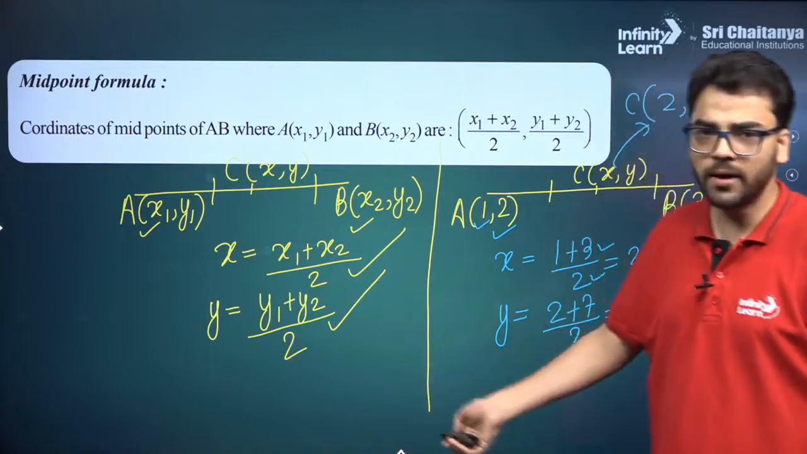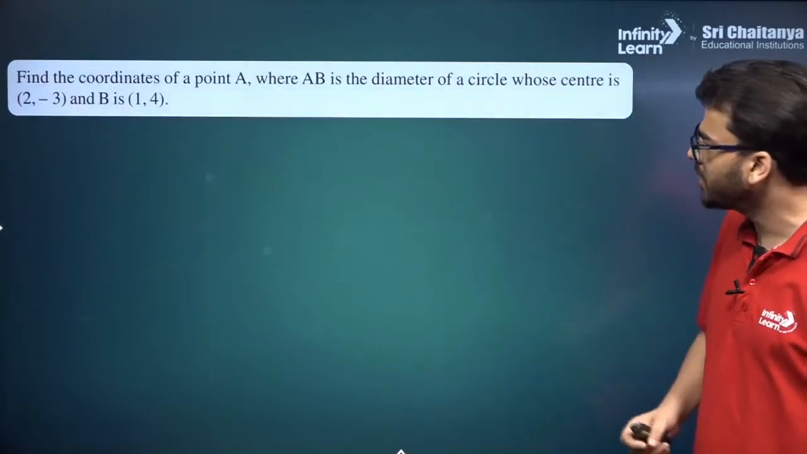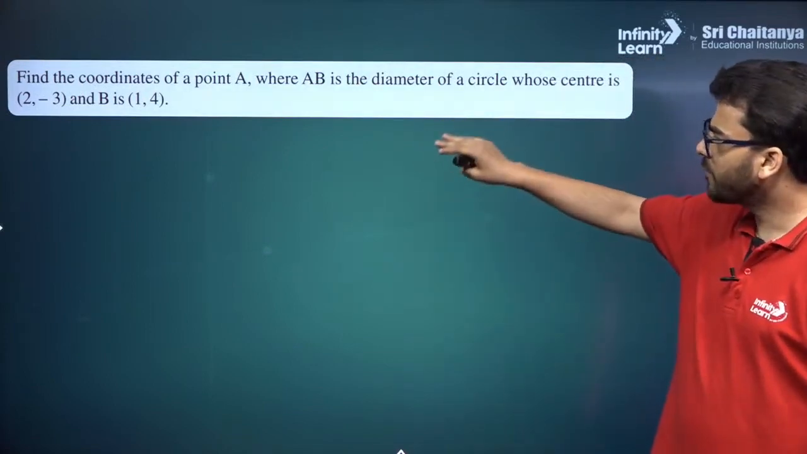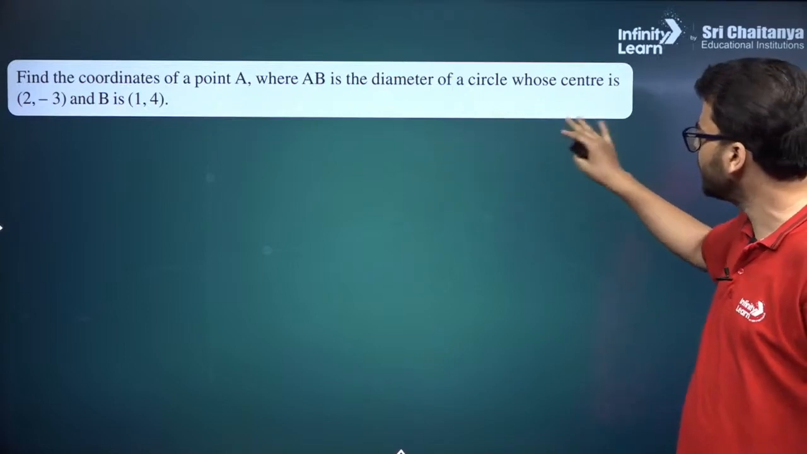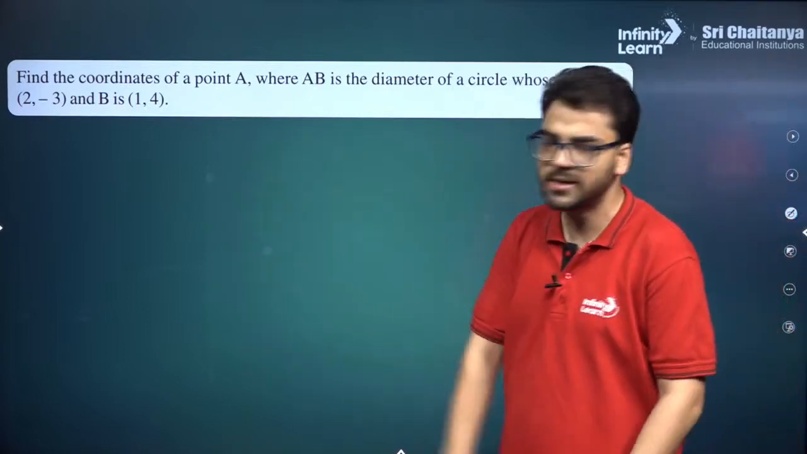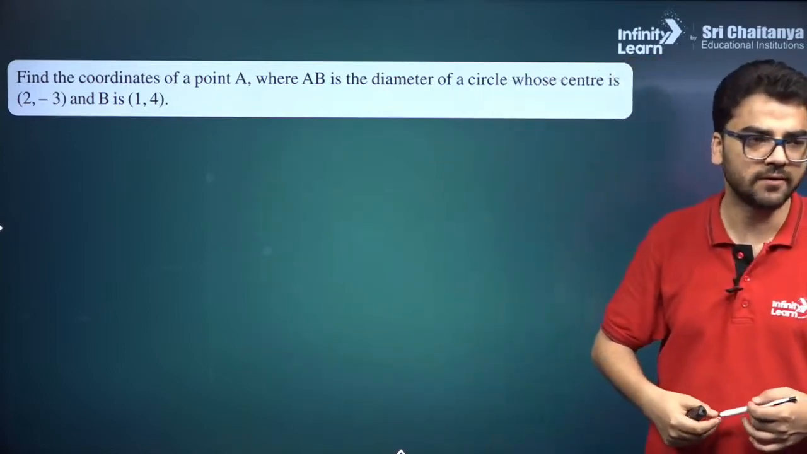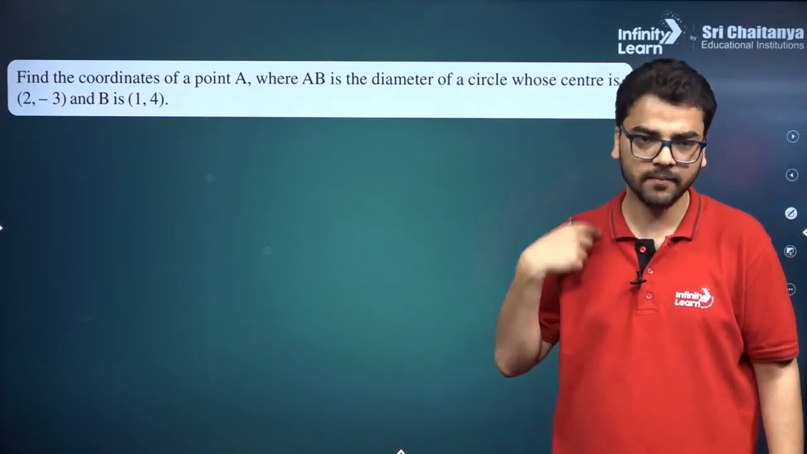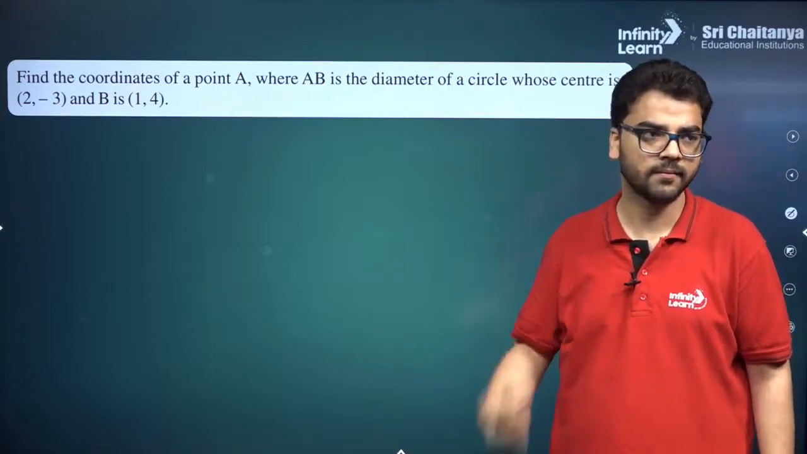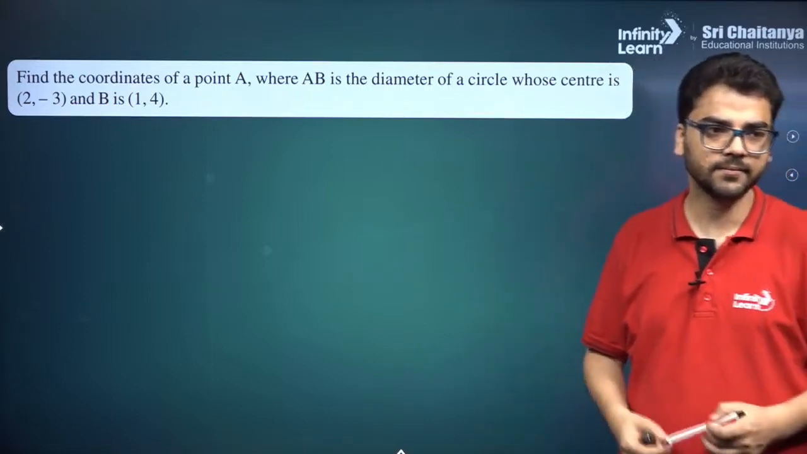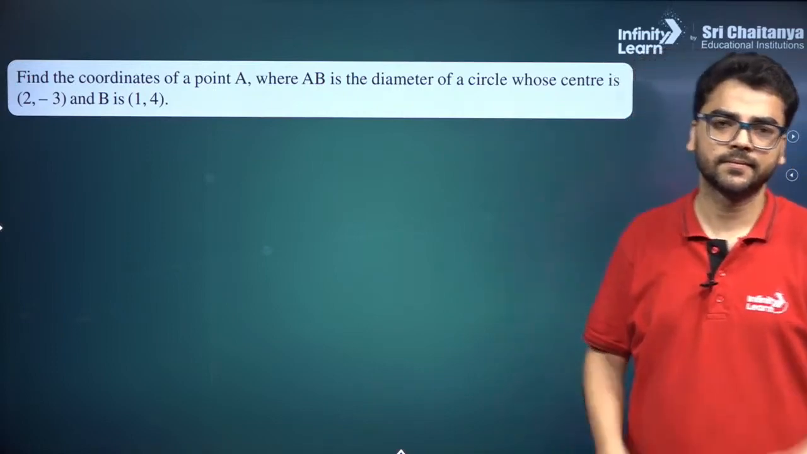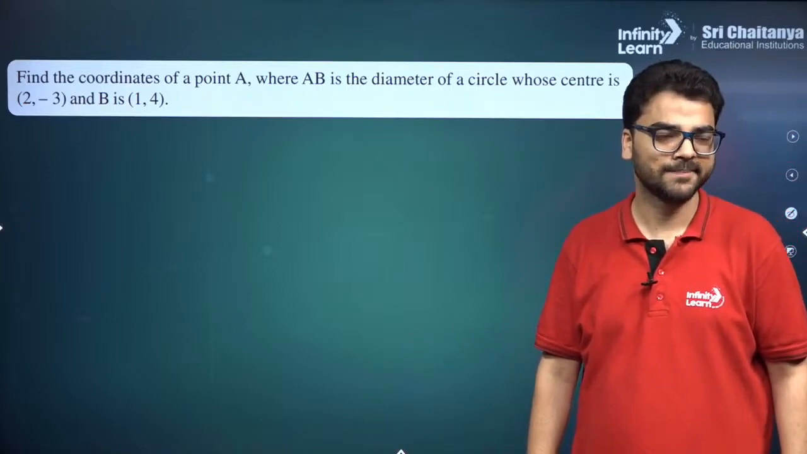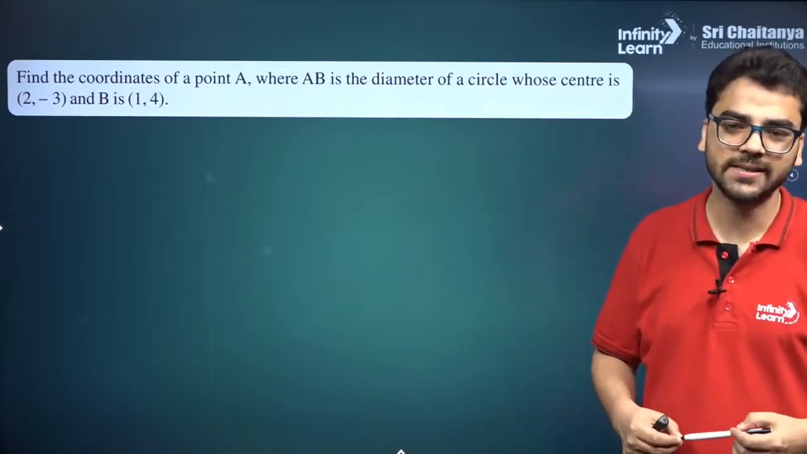Okay, now let us do one more question on the basis of the distance formula. Can you try doing this question? Simple question only it is. Find the coordinates of a point A where AB is the diameter of a circle whose center is this and D is this. It is given in the question itself. Can you try doing this one, guys? Try doing this question, guys.